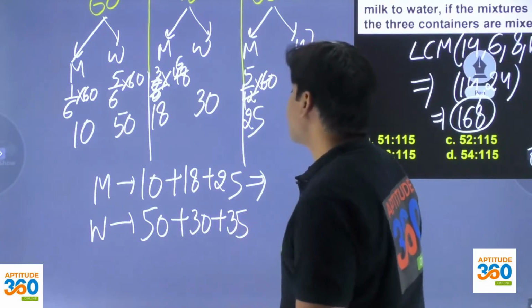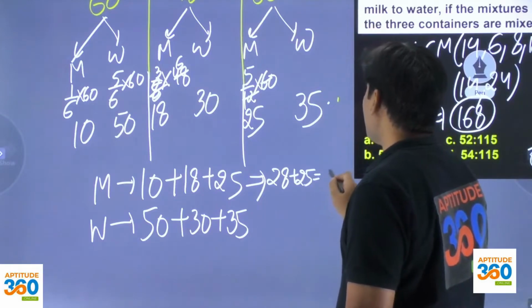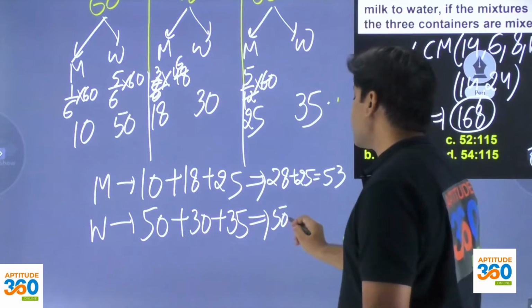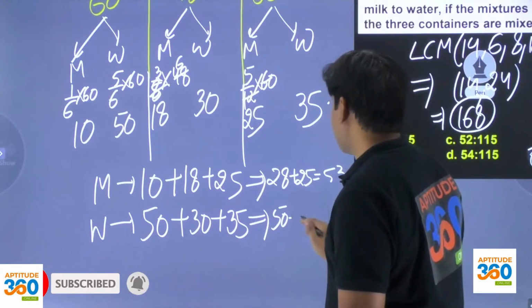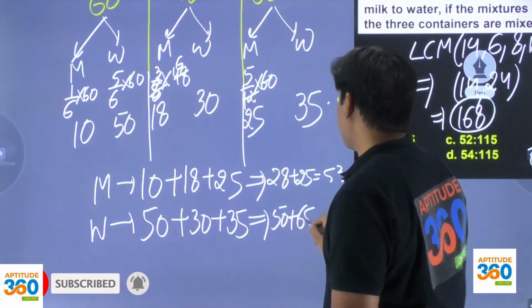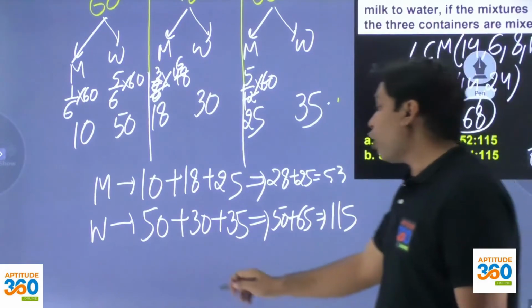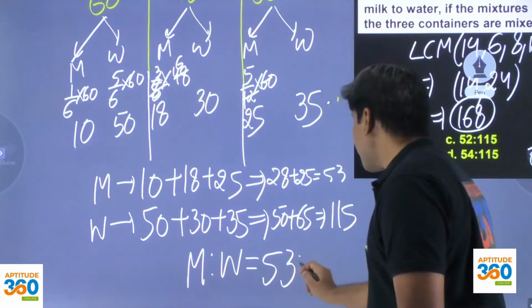So can we simplify this thing? So this is going to be what? 28 plus 25, which is 53, and then this is going to be what? 50 plus 65, not 85. 50 plus 65 is equal to 115. So what is the ratio of milk and water? You see it is coming out as 53:115.